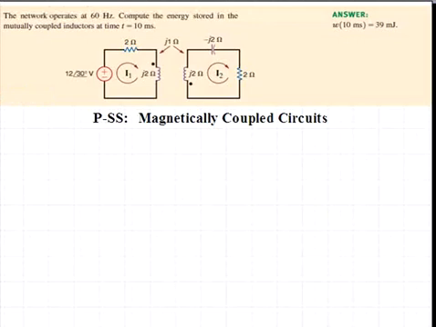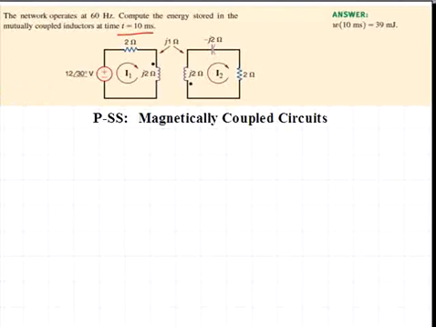This is Learning Assessment Problem 10.8. The problem-solving strategy here is that of magnetically coupled circuits. We are shown a network which contains two mutually coupled inductors, and the question is to determine the amount of energy stored in these inductors at a time of 10 milliseconds. We are told that the frequency in the system is 60 Hertz.